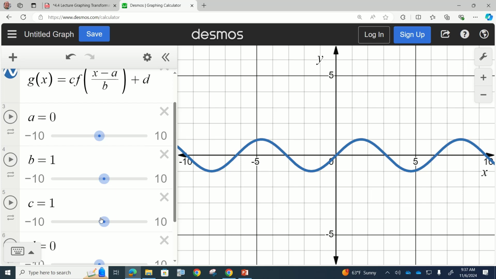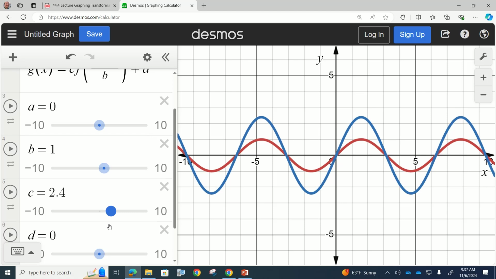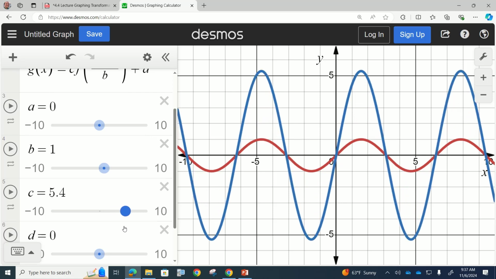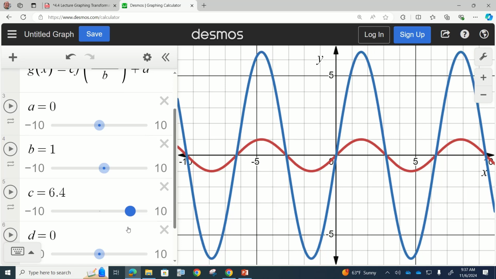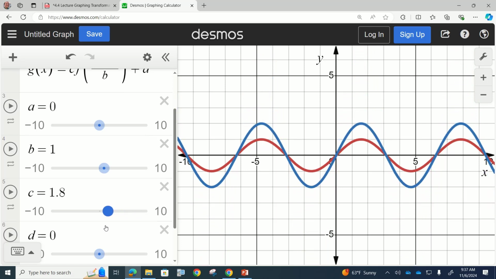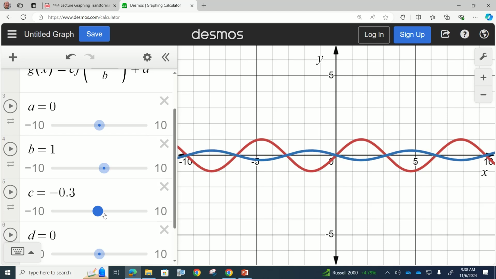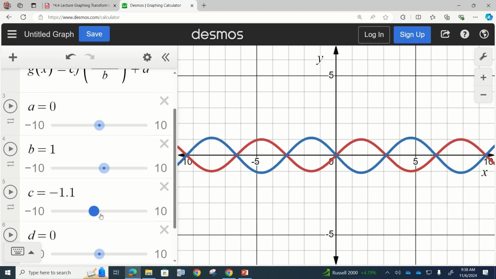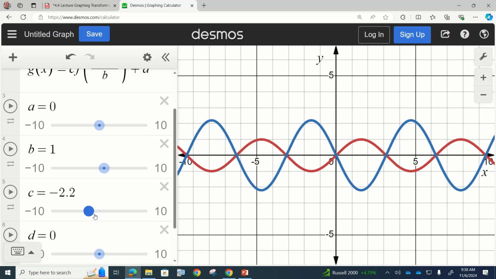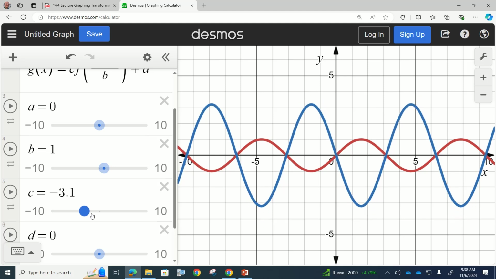What if I make c, the constant out front, what if I make that larger? Then I'm going to stretch this function out in the vertical direction. And if I choose a c value between 0 and 1, like a really small c value, that's going to squish it in the vertical direction. What happens if I choose a negative c value? If c becomes negative, it's going to flip and become a mirror image, right? This is negative 1, right? It's reflected across the x-axis for negative values of c.